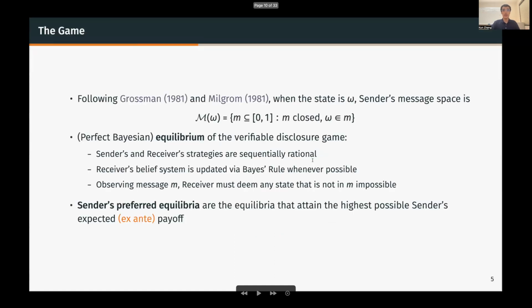Now let me formally introduce the notion of verifiability. I follow the seminal papers of Grossman and Milgrom to assume that the sender's message space is the collection of all closed subsets of the unit interval that contain the true state. So every message is verifiable in that it contains the true state. The solution concept is perfect Bayesian equilibrium, where the first 2 bullet points are rather standard, and the third one is a consequence of verifiability. Finally, I define the sender's preferred equilibria as the equilibria in which the sender attains her highest expected, or ex ante, payoff.